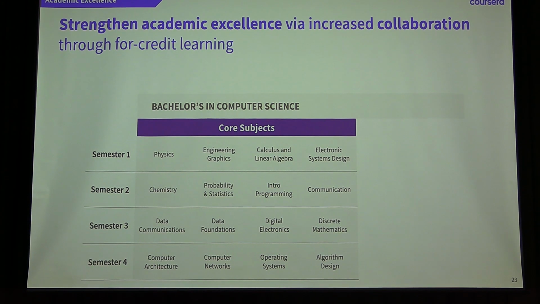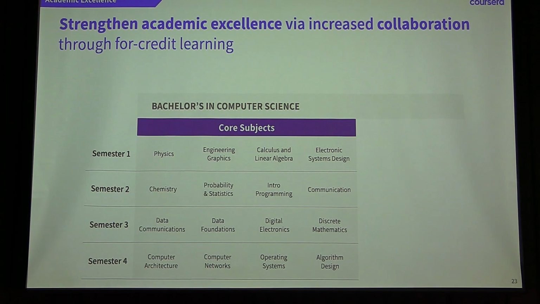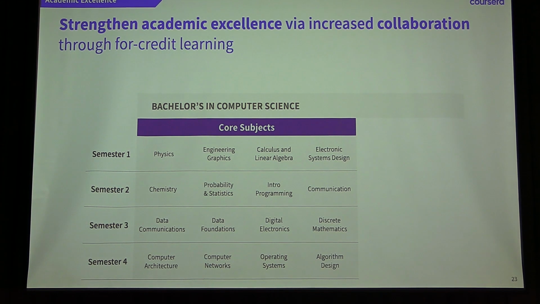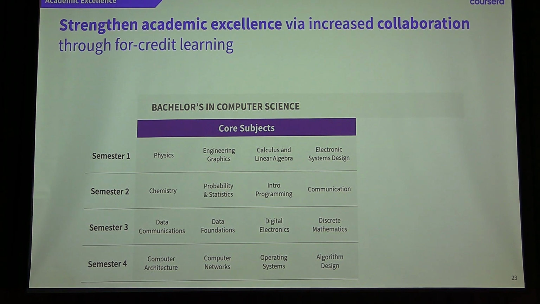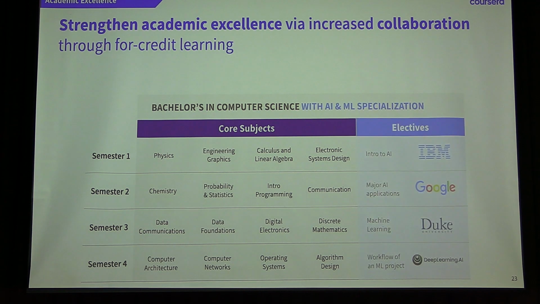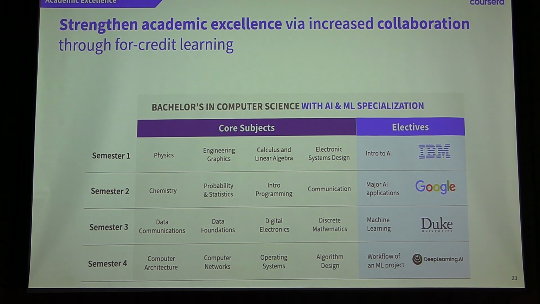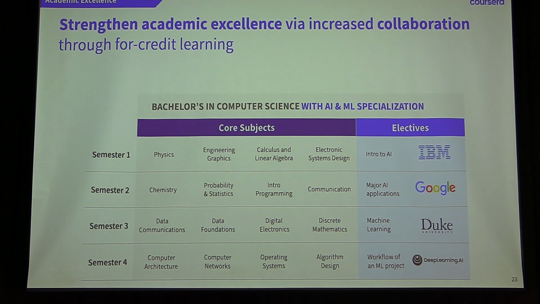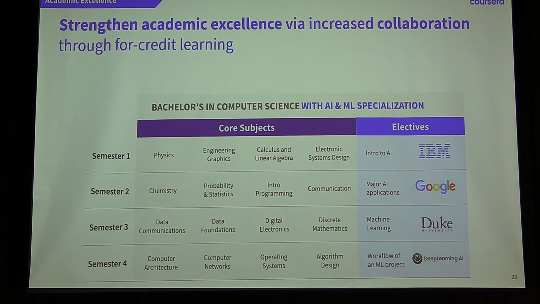And some of these core subjects that you may already be teaching: physics, chemistry, probability, data, computer networks, etc. Since you are already teaching that, but now you also want to offer an AI and ML specialization. Today, with the availability of Coursera, you are able to offer IBM, Google, Duke.